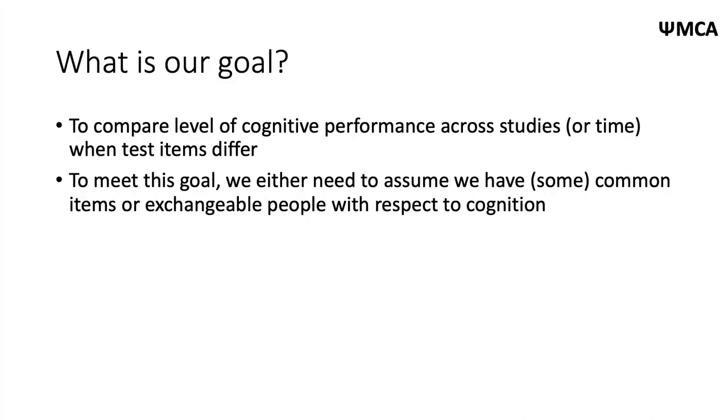So what is our goal? Ultimately, our goal is to compare cognitive performance across studies or time when potential test items differ. And to meet this goal, as Emily described in our to lump or to split discussion, we either need to assume that we have at least some common items, or we need to believe that we have exchangeable people with respect to cognition. In other words, we would love to match on the cognitive functioning of the people who are taking our tasks. Because that's really hard, we often focus on the common item approach. But this is another option available to us.